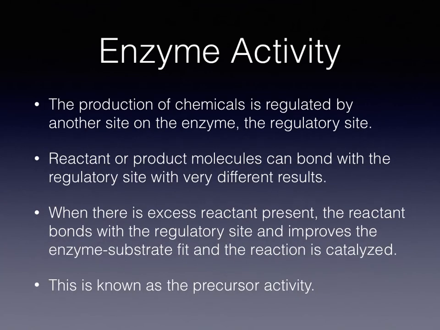The production of chemicals is regulated by another site on the enzyme, known as your regulatory site. Reactants or product molecules can bond with the regulatory site with very different results. When there is an excess reactant present, the reactant bonds with the regulatory site and improves the enzyme substrate fit, and the reaction is catalyzed. And this is known as precursor activity. So this is when there's excess reactant.